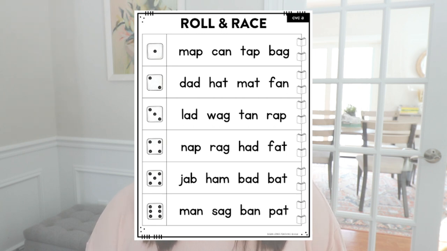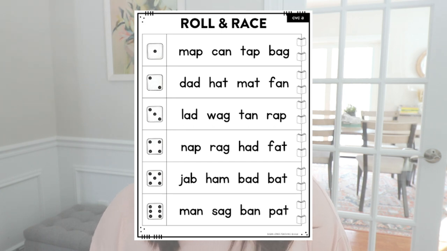You can see here this is a CVC version, so naturally you wouldn't have done this until students have already been taught CVC words and how to decode them for a while. But here students would just roll a die, and whatever row they landed on, they are tasked to quickly be able to decode each of the words.